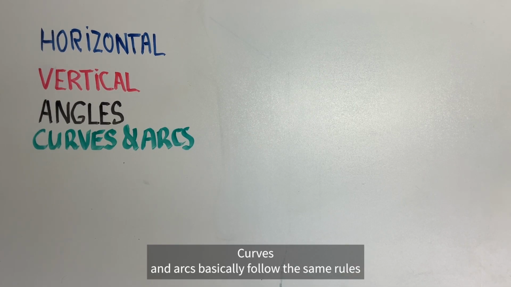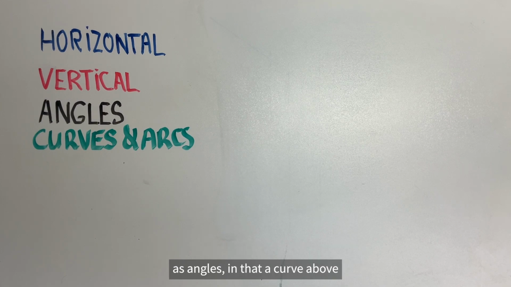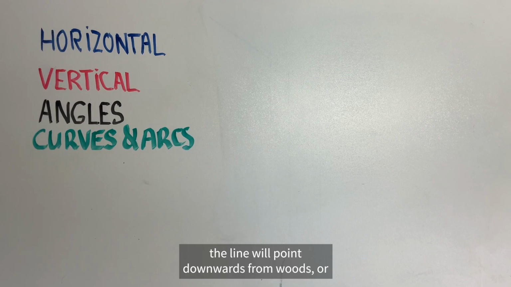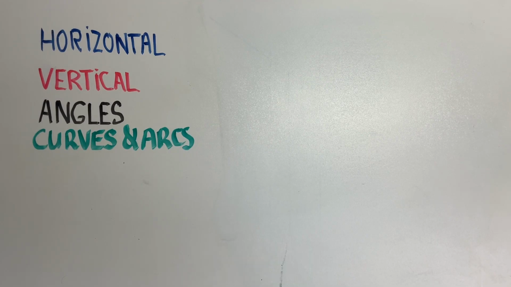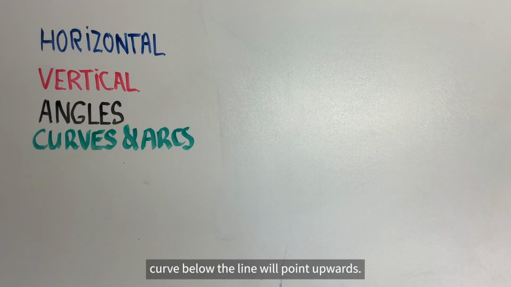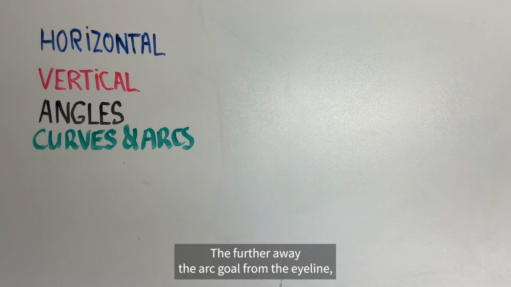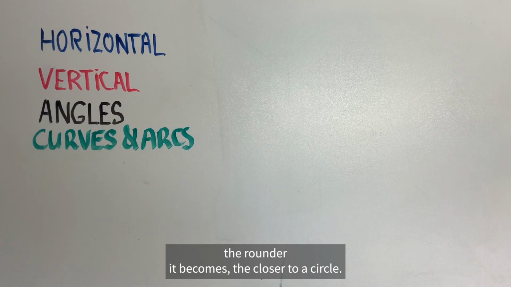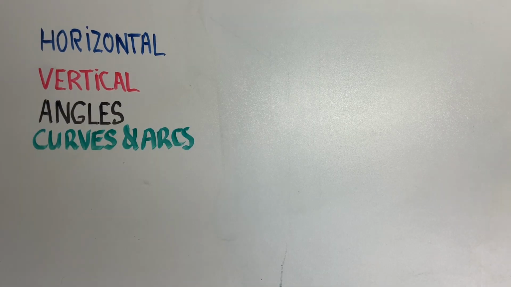Curves and arcs basically follow the same rules as angles, in that a curve above the eye line will point downwards, frownwards, or a curve below the line will point upwards. The further away the arc goes from the eye line, the rounder it becomes, the closer to a circle.